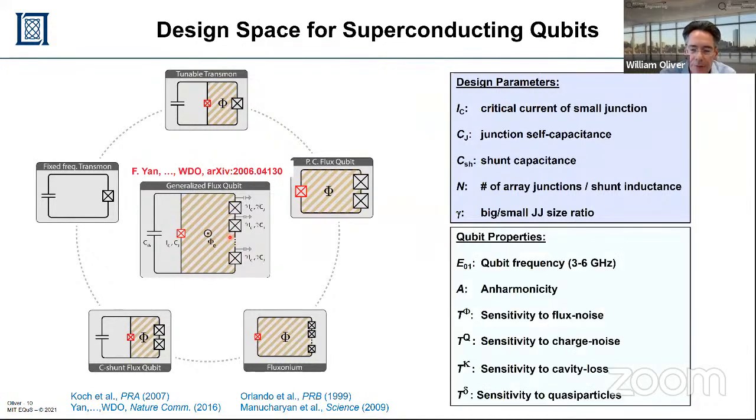These are all design parameters that we can use to tailor the properties of the qubit that we want. For example, the 0-1 transition frequency, the degree of anharmonicity, or the sensitivity to different types of noises in the environment, and we can trade them off for one another. And so you might think of these different qubits as different artificial atoms in an artificial Mendeleev table of elements.